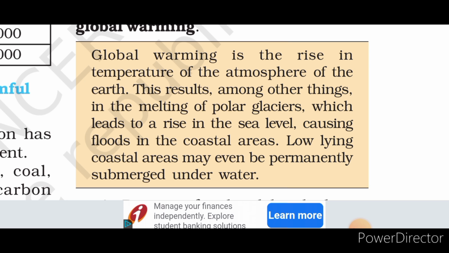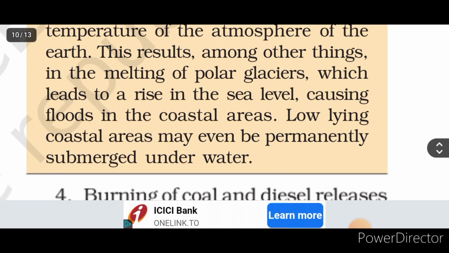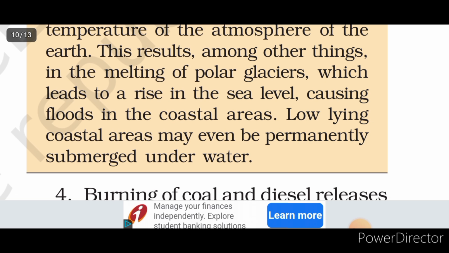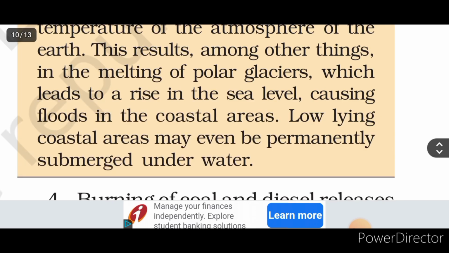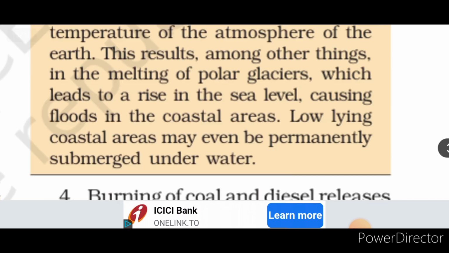This results, among other things, in the melting of polar glaciers, which leads to a rise in the sea level, causing floods in the coastal areas. Low-lying coastal areas may even be permanently submerged under water.